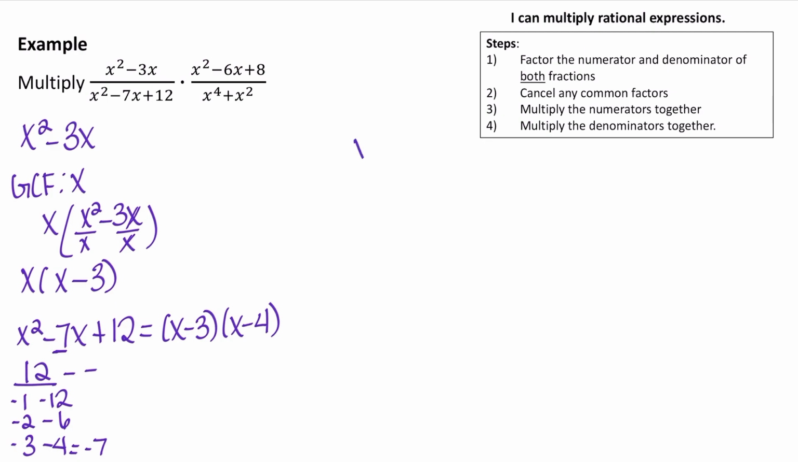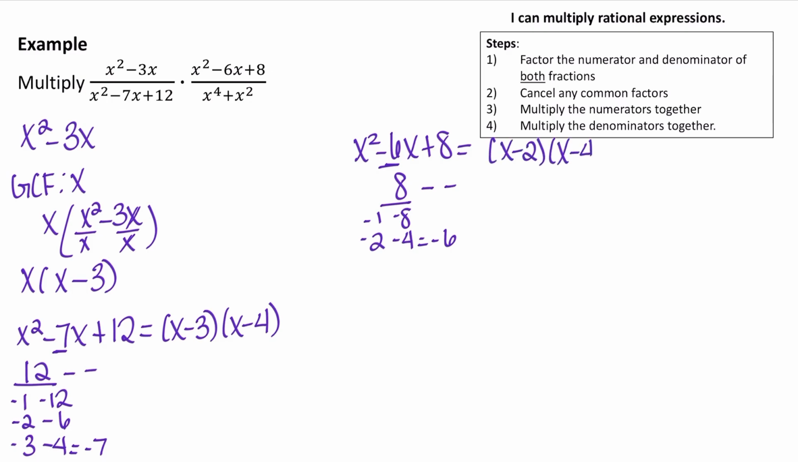Now let's factor x squared minus 6x plus 8. So when we do this, we have 8. So 8 is positive, so my factors are going to be both positive or both negative. 6 is negative, so both my factors are going to be negative. So I have negative 1, negative 8, negative 2, negative 4, and that is what gives me the correct combination. So my factored expression is x minus 2 times x minus 4.